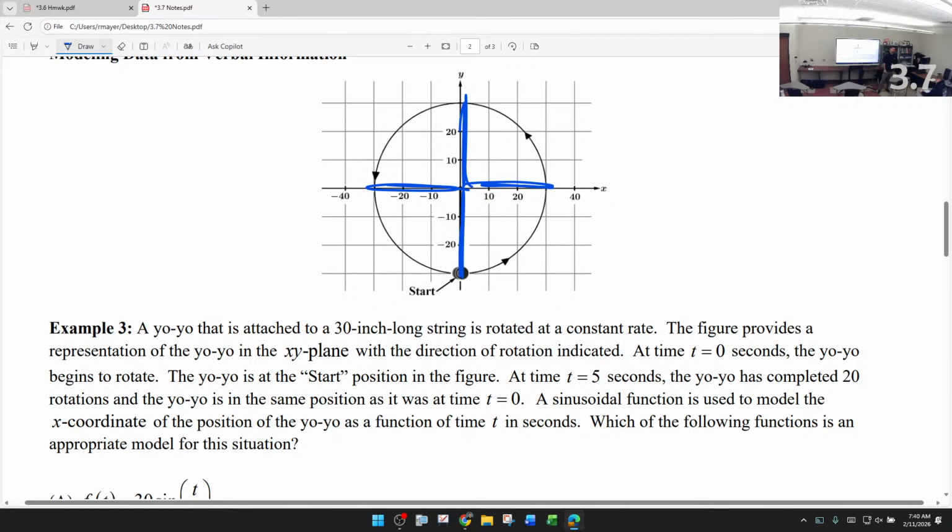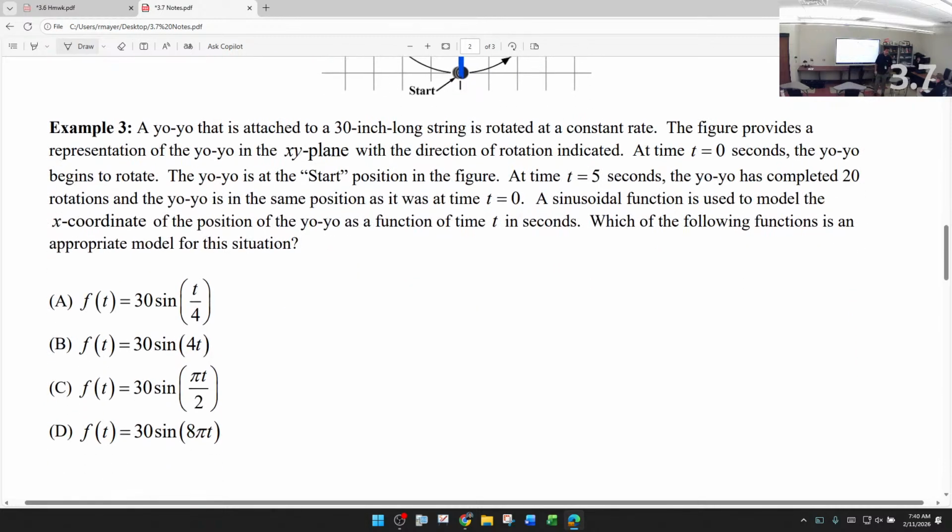Me and the team made the test yesterday. This is a really good question. Except this one's multiple choice. Hint.